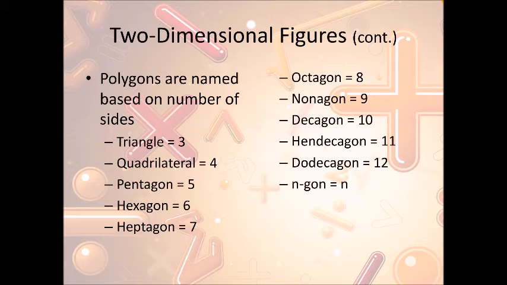A decagon, you think of a decade as 10 years. A decagon is 10. A hendecagon is 11. A dodecagon is 12. Anything beyond 12, we use just the number. So for instance, if there's a 16-sided figure, we just call it a 16gon. Those are the easy ones. You do need to memorize these.